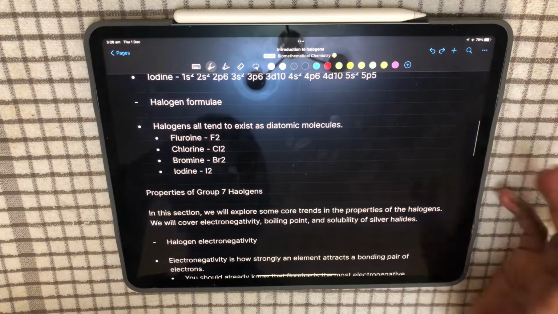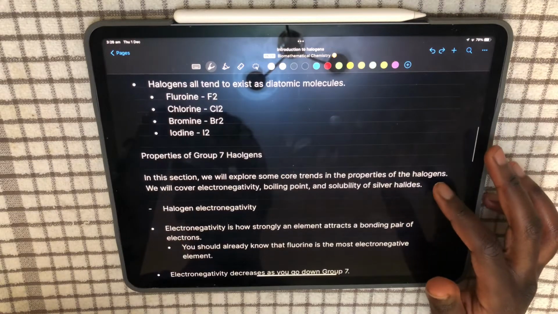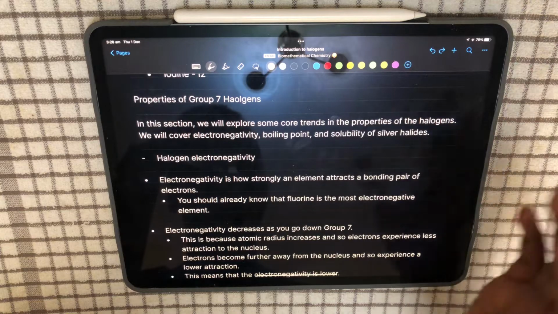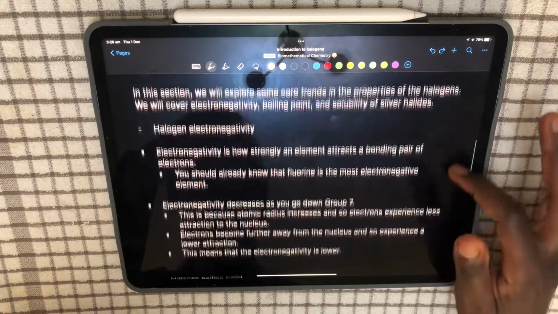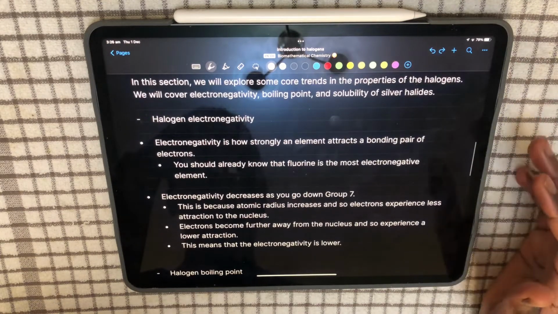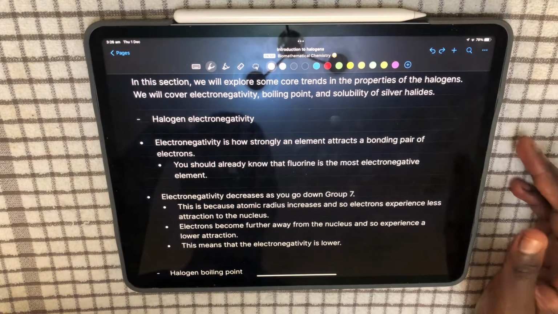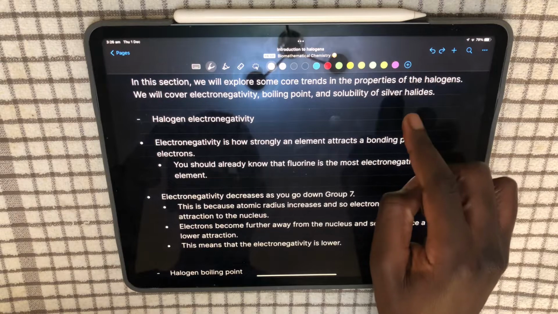And yeah, so properties of group 7 halogens. In this section, we're gonna cover and explore some core trends in the properties of the halogens, and I'm gonna cover electronegativity, boiling point, and solubility of silver halides. That's generally quite a big part of it.